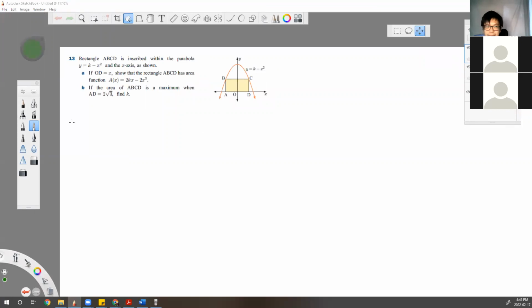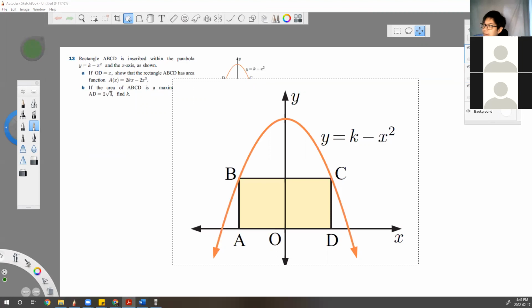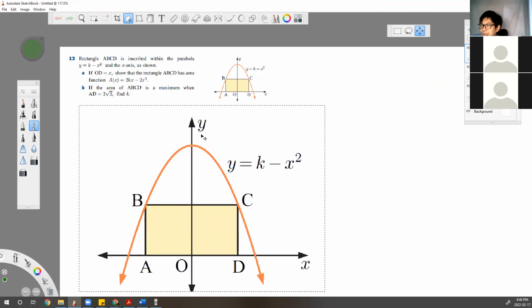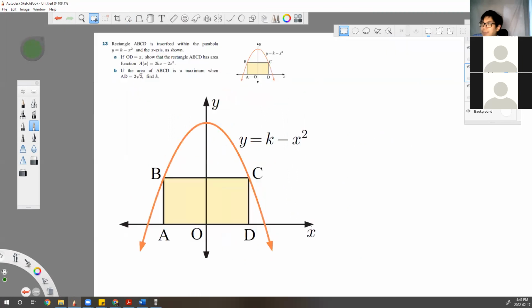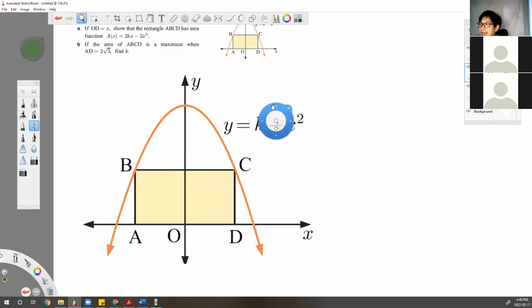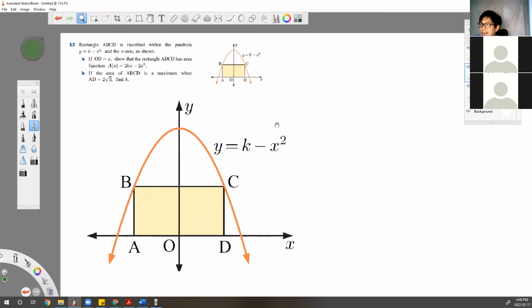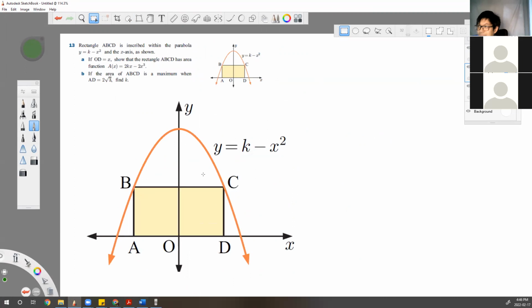Oh, it's huge. Oh, I like it. Next, show that the area of rectangle A equals blah, blah, blah. So if OD equals x, as you can see in the question, OD equals x, so just write it down. So C will be x comma something, right? And B will be negative x comma something.